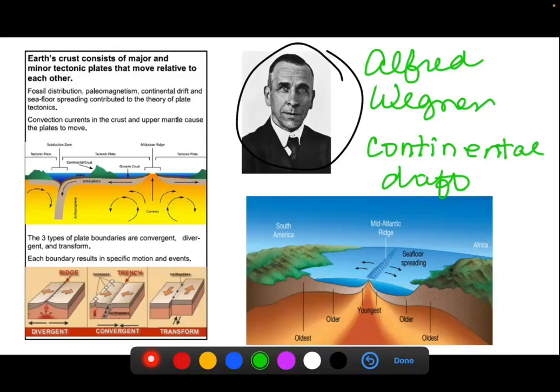The Earth's crust consists of major and minor tectonic plates that move relative to each other. Fossil distribution, paleomagnetism, continental drift, and seafloor spreading contributed to the theory of plate tectonics. So Alfred Wegener started with continental drift, but it never caught on because he couldn't find a mechanism for why those continents were moving. So then we came up with the theory of plate tectonics.